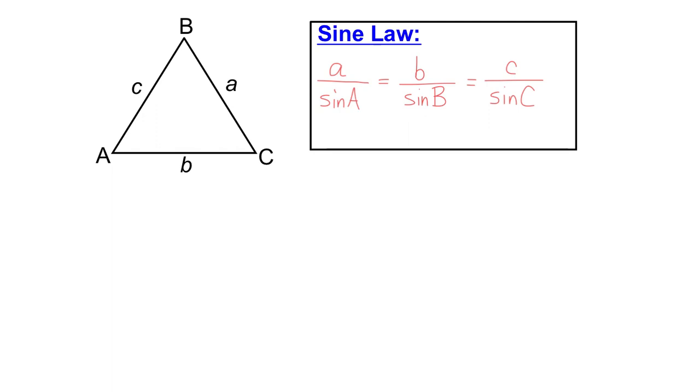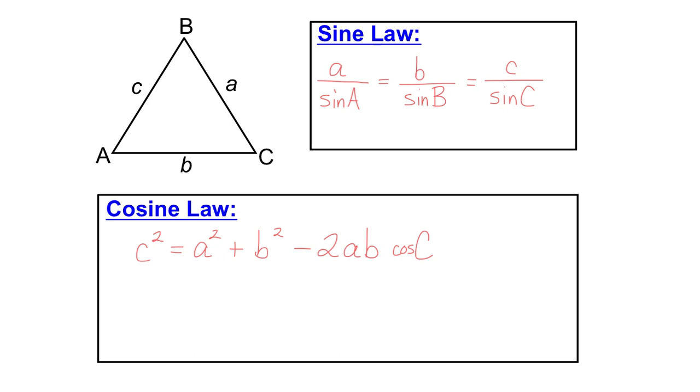The other law that we're going to talk about in this lesson is the cosine law. C squared equals A squared plus B squared minus 2AB cos C. You learned this in grade 10. It looks kind of like the Pythagorean theorem, at least it starts to look like it, but then we have this adjustment because we're not dealing with right triangles all the time.